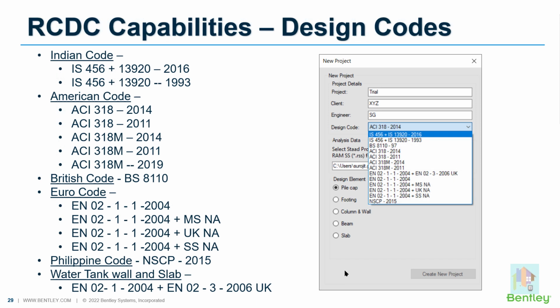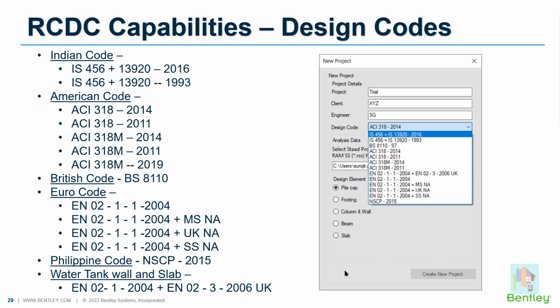There are multiple international design codes that are already there. For Indian code, we have IS 456 plus 13920. We have the latest version of the ACI code, so ACI 318 2019 version is already implemented in RCDC. If you want to use that, it is already there. We have the British code, we have the Euro code, and multiple national annexes of the Euro code are already implemented. Not only that, if you want to use an annex which is not there, we have a custom annex option where you can provide the information, and depending on that, it can perform the design. And finally, we also have the Philippine code and water tank design as per the EC2 code.